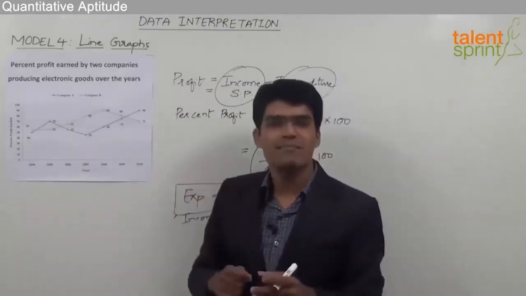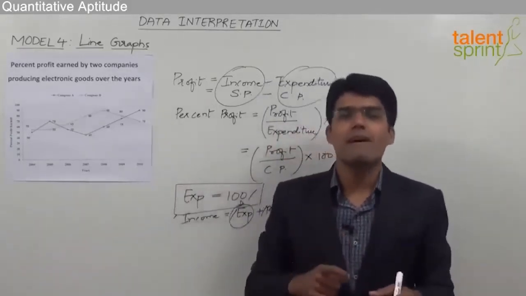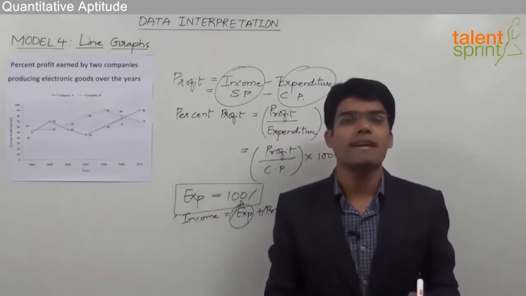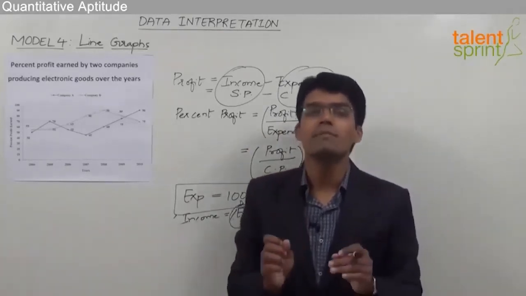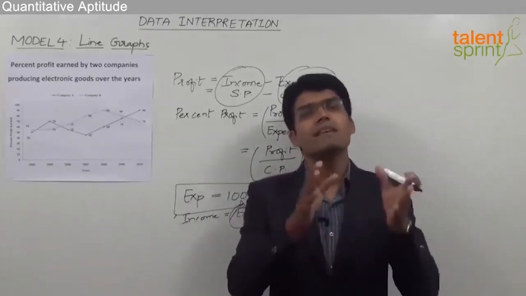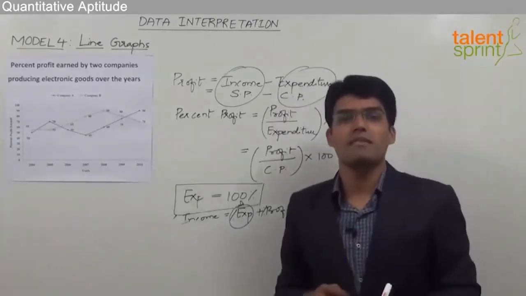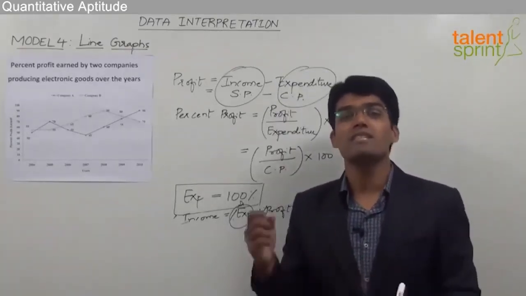Not only in this case, but in other cases as well, where the graph shows some percentage values, if the line comes down, it should not be treated as a decrease in the value. It only means that when compared to the last year, this year the value is less. So be careful when you are solving questions related to line graphs where percentage changes are shown.